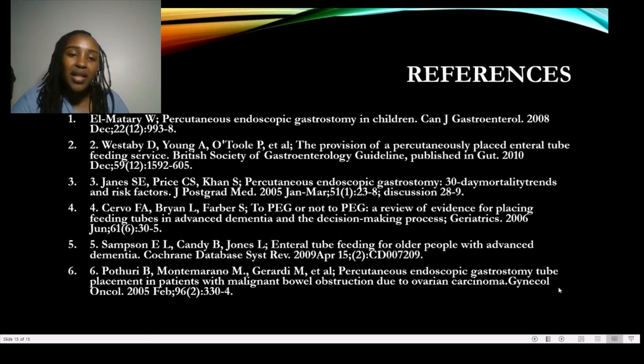So these here are the references that I used, and they are different ones from online textbooks as well as physical books, and I have referenced them there.